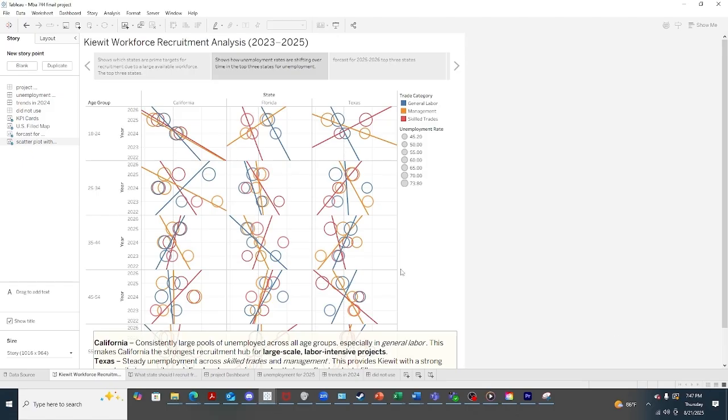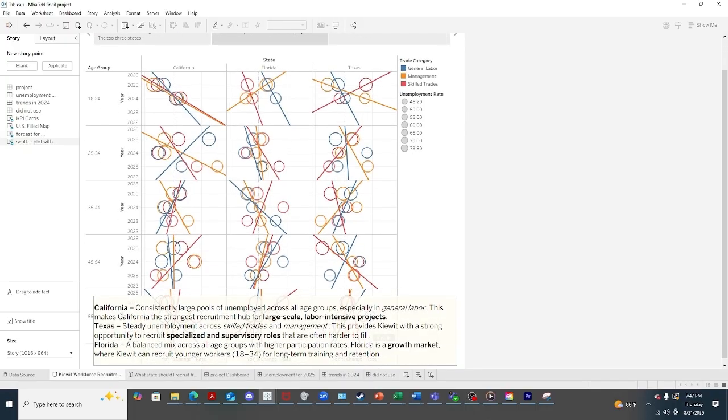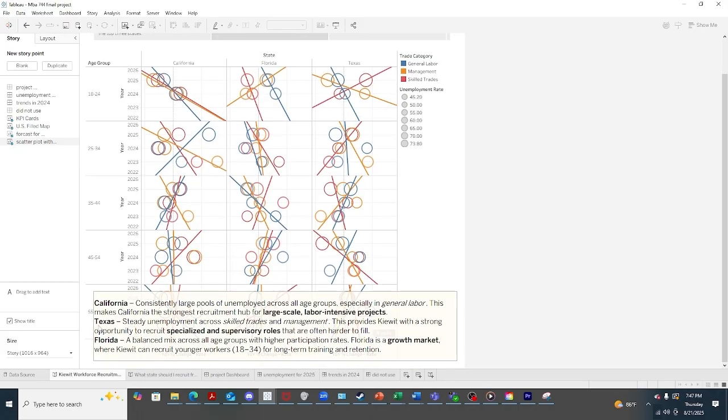What this shows is that California consistently has large pools of unemployment across all age groups, especially in general labor. This makes California the strongest recruitment hub for large-scale, labor-intensive projects. This also shows for Texas a steady unemployment across skilled trades and management. This provides Kiewit with a strong opportunity to recruit specialized and supervisory roles that are often harder to fill.